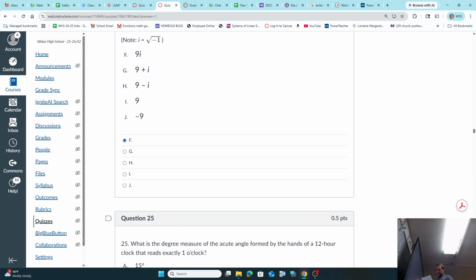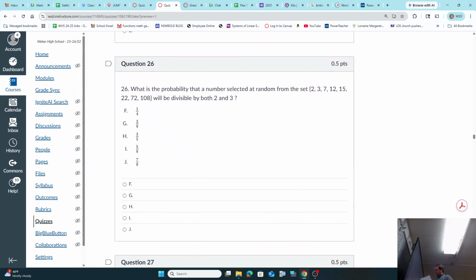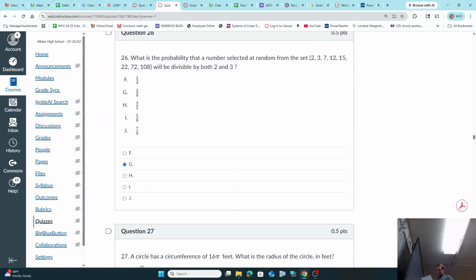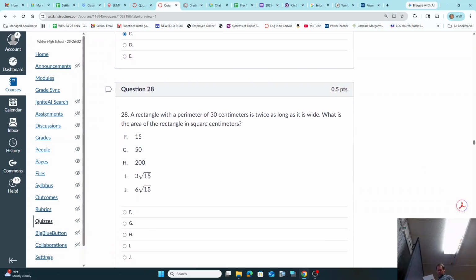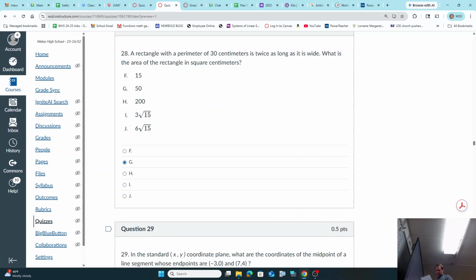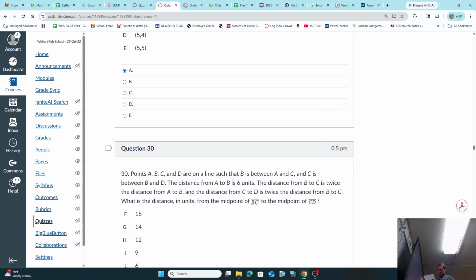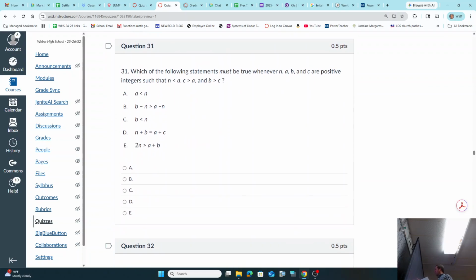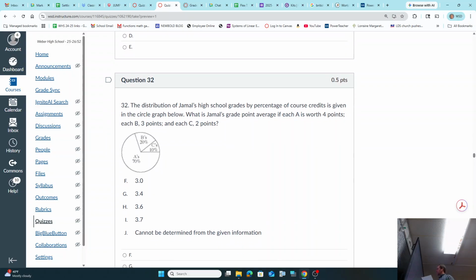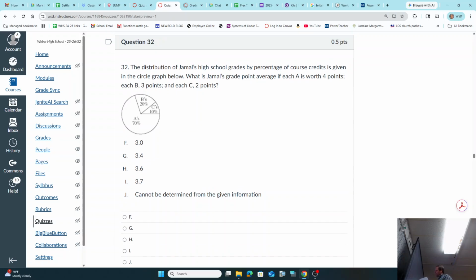24 was F. 25 was B. 26 was G. 27 was C. 28 was G. 29 was A. 30 was F. 31 was B. 32 I think might be where we left off there actually.